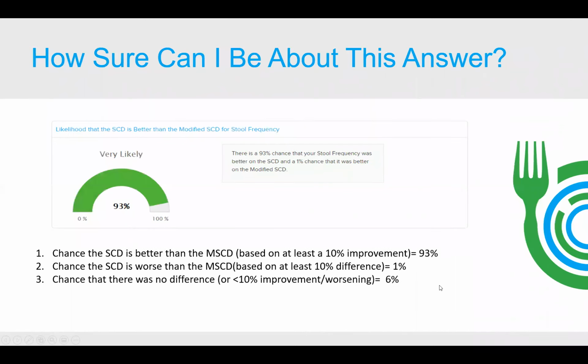And then that third comparison is what's the likelihood that the SCD is better than the modified SCD for stool frequency. So again, there's a 93% chance the SCD is better than the modified SCD, a 1% chance that the stool frequency was better on the modified SCD, so meaning the SCD was worse than the MSCD, and then we can calculate that 6% chance that there was no difference.